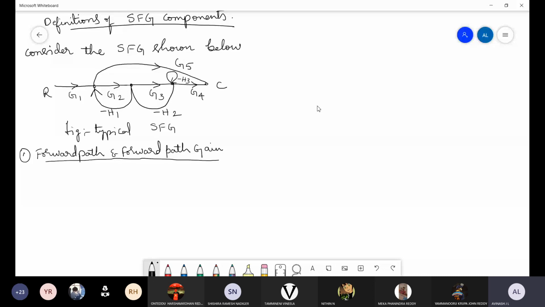I should start from the input side, I should reach the output side, and I should travel in the same direction. I should not go back and come. That is a very, very simple thing. Forward means I should go forward only. I should never look backwards. Clear? So in that case, what is the forward path in the signal flow graph? Can anyone tell me? R to C. Correct, R to C.